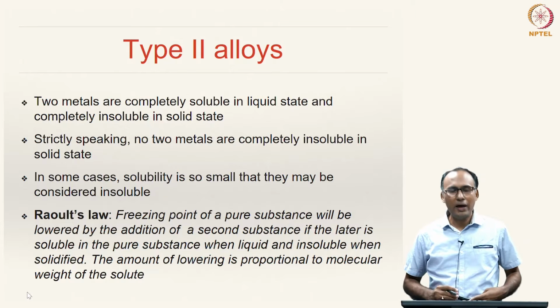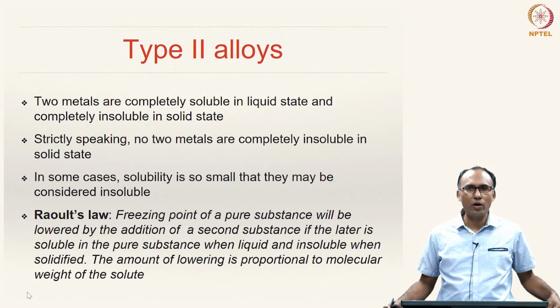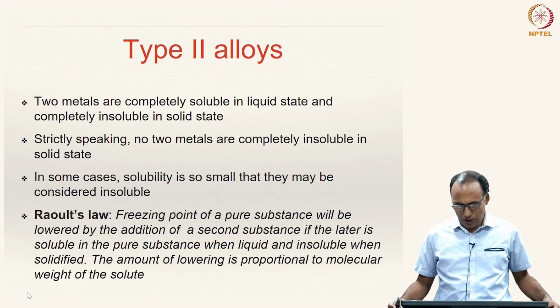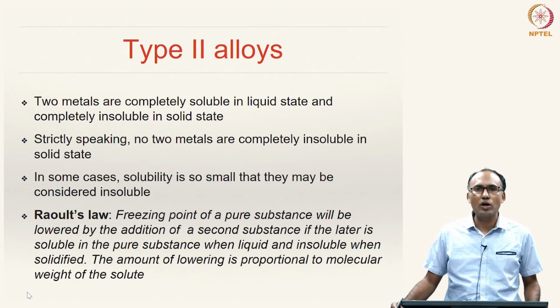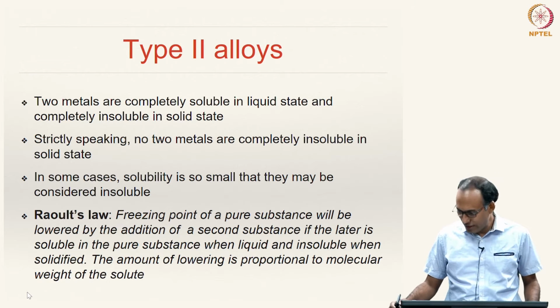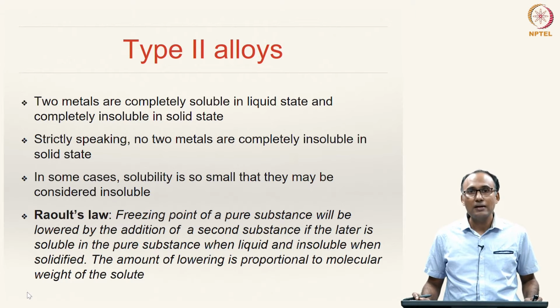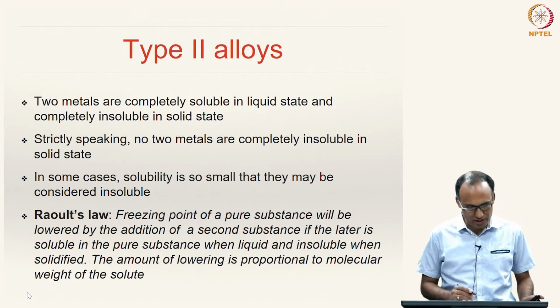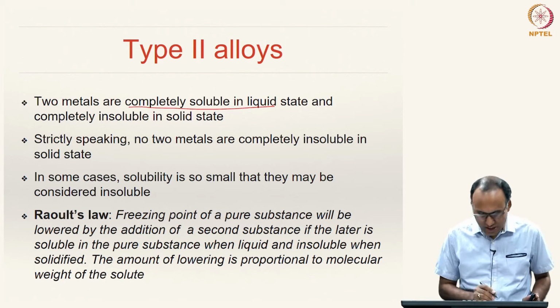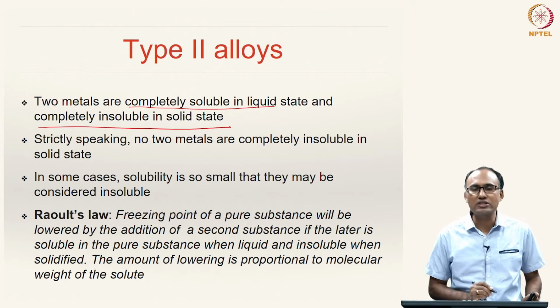So, now having discussed the type 1 alloys, let us discuss the next type of alloys, called type 2 alloys. How did we define type 2 alloys? Type 2 alloys are characterized by the fact that they are completely soluble in liquid state, but completely insoluble in solid state.